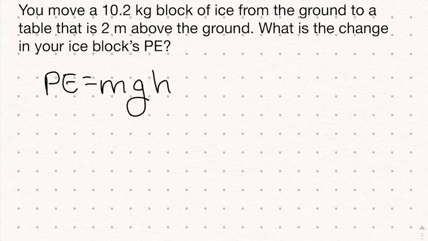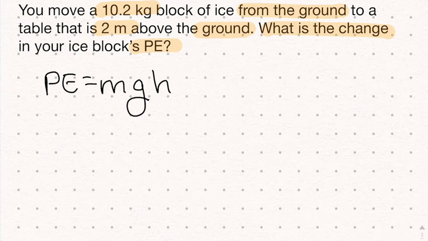So first we're going to take out our numbers. You've got your 10.2 kilogram block of ice. Our ice is not changing masses from the ground to the table, so that number is going to be for both situations. It is going to end up 2 meters above the ground, and it is starting from the ground, which we're going to know is a height of 0. Because we get to assign where 0 is, and I always suggest to put 0 at the lowest point that your block or your object is at. And we want to know what is the change in potential energy.